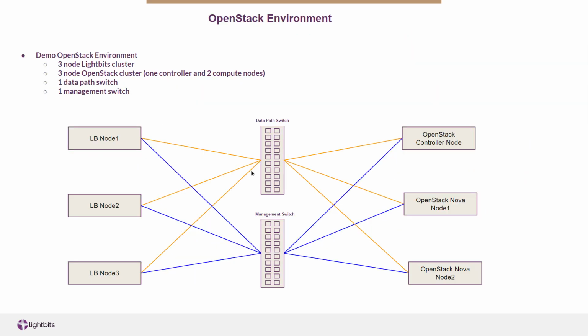Okay, let's get into the demo so you can see how Lightbits provides persistent storage for OpenStack virtual machines. This slide shows my OpenStack demo environment, which consists of a Lightbits storage cluster with 3 nodes and an OpenStack cluster with also 3 nodes. Here, I'm logged into the OpenStack controller node, and you see that Lightbits is not available as a backend storage from the pool.